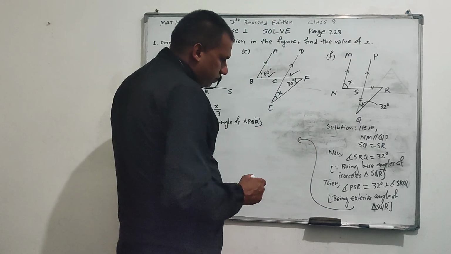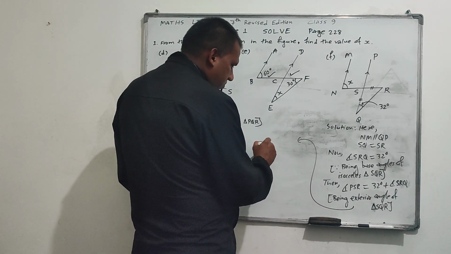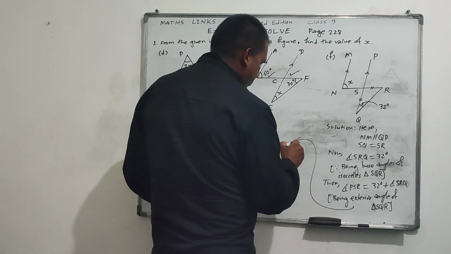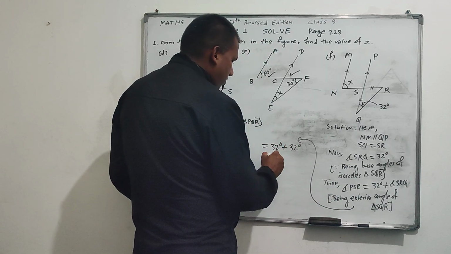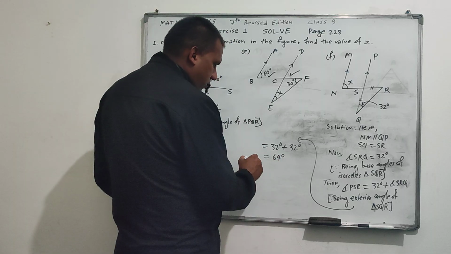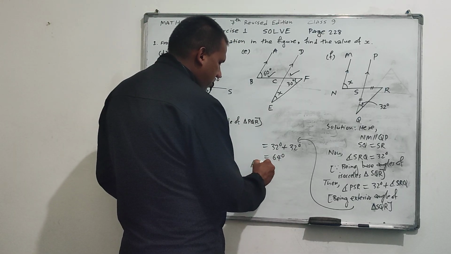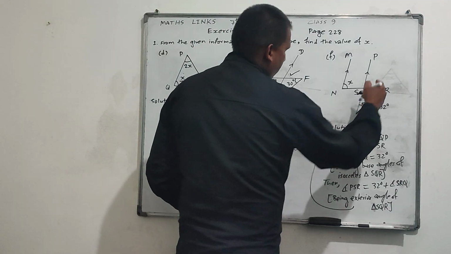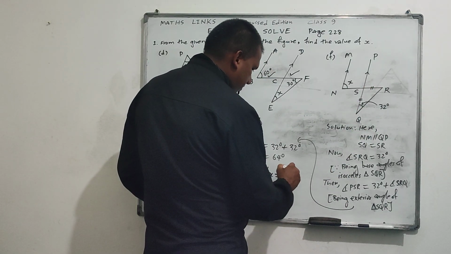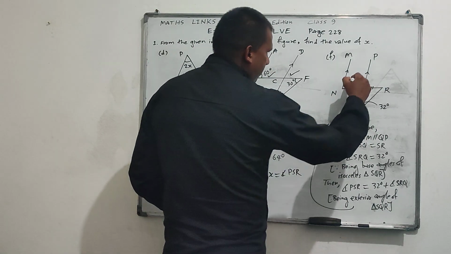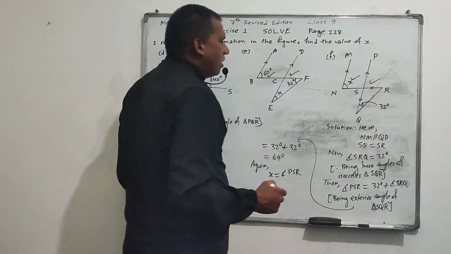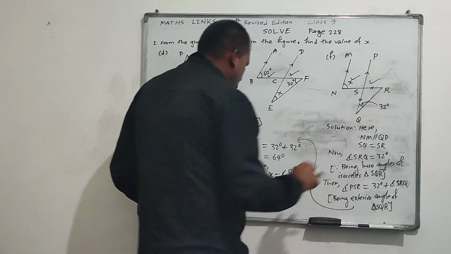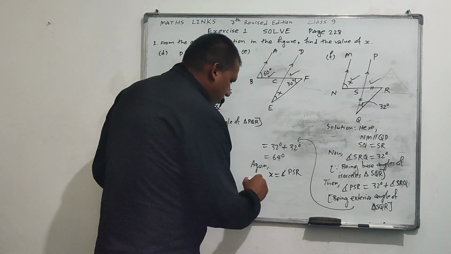Then this is equal to 32 degrees plus angle SRQ, which is 32. This is equal to 64 degrees. Again, x equals angle PSR. Angle PSR, x and PSR are the corresponding angles in NM parallel to QP. So x equals angle PSR.